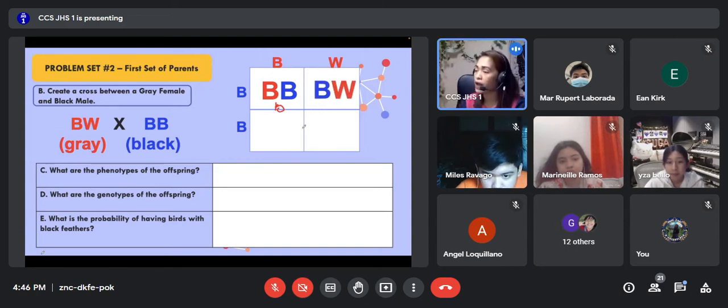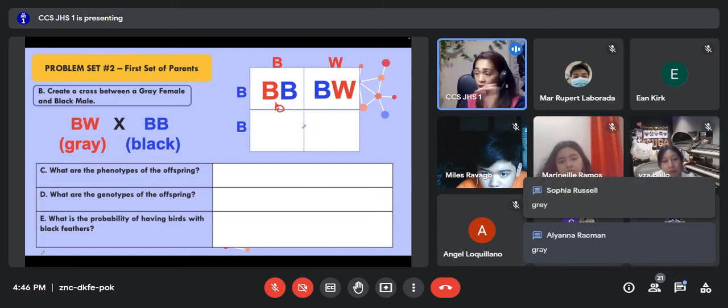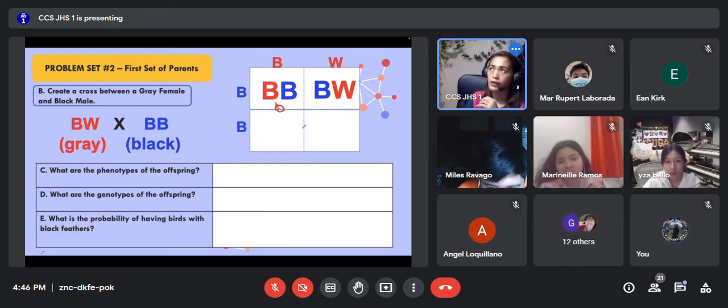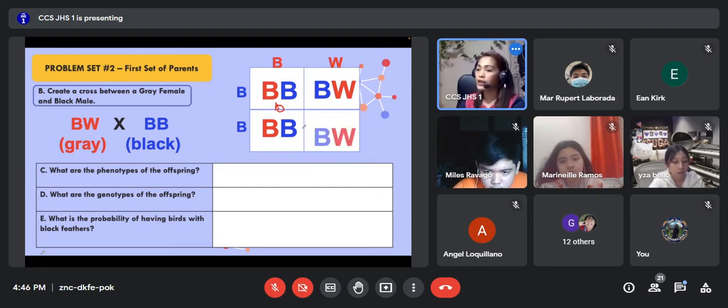What's the color if you have BW? Gray. Gray, or gray with an E or gray with an A. Actually, it's the same. It's both acceptable spelling for gray. I think E is British, A is American English. Anyways, how about this one? BB, that's black. BW, that's gray.